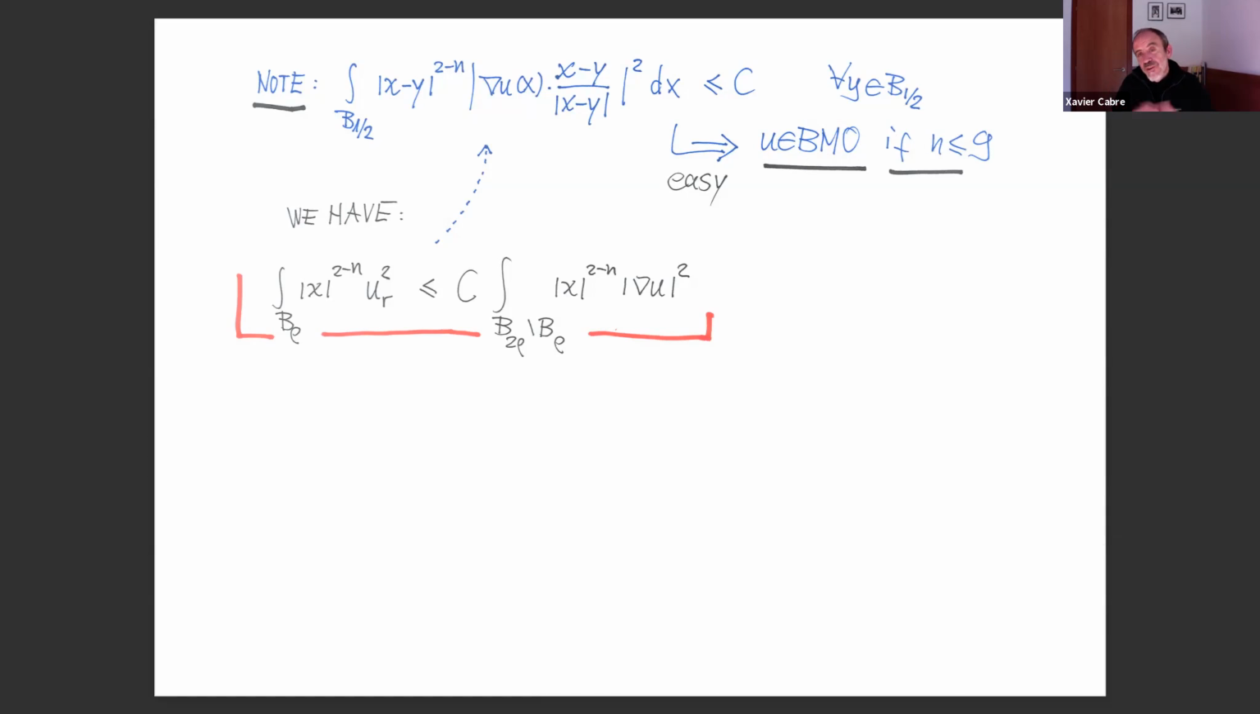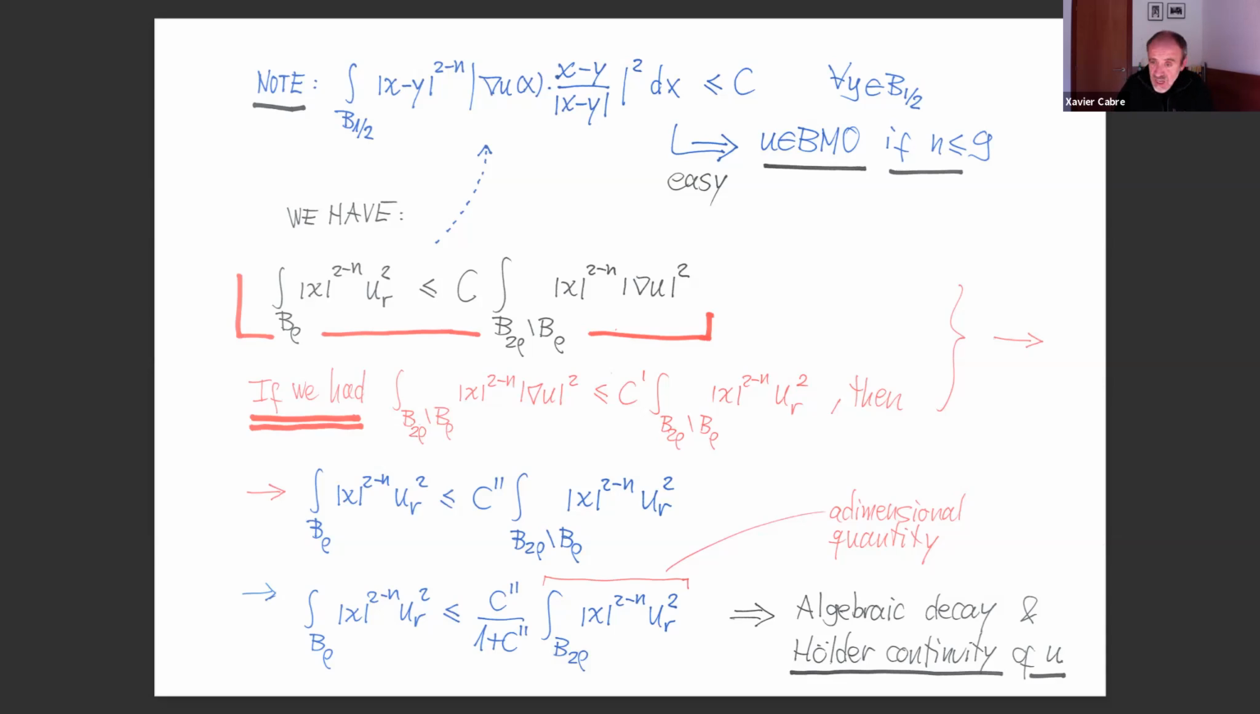Most of you probably know this. If not, what you do is that, from this, the integral in B rho is controlled by the same integral in B2 rho in a larger ball, but with a constant less than 1, because you bring this from the previous line. And therefore, these integrals decay algebraically as the radius gets half and half and half, okay? And then this is very easy to see that leads to the Holder continuity of U.